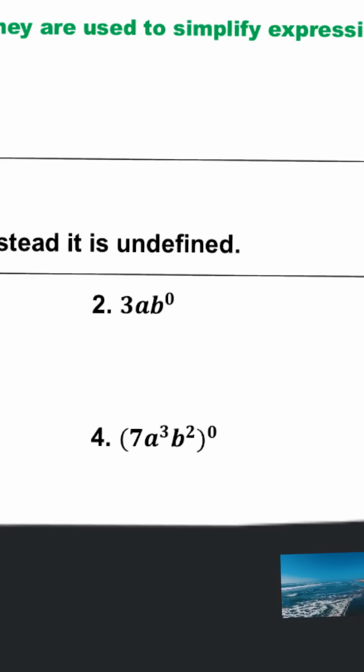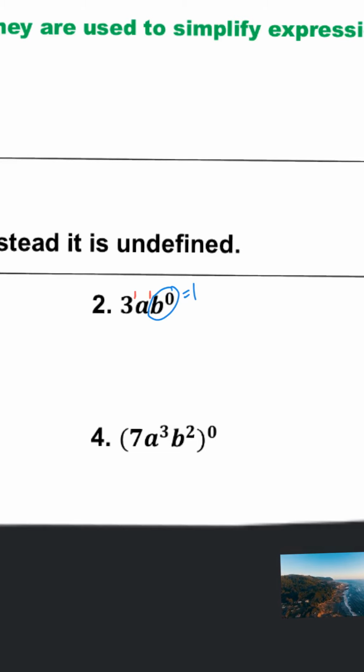So for instance, this 3 is actually being raised to the 1st power. This A is being raised to the 1st power. And this B is being raised to the 0 power. So only one of those turns into a 1, the B. This right here turns into a 1.